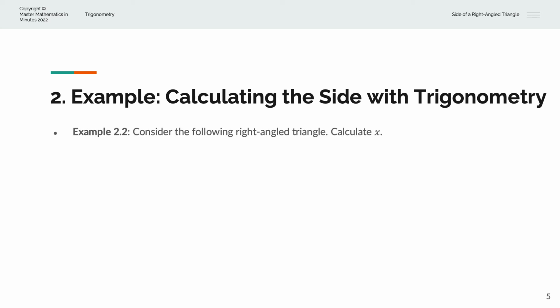In the second example, we're asked to consider the following right angle triangle, and we're asked to calculate x. So x is opposite the 90-degree angle, so that is the hypotenuse. We're also given theta as 45 degrees. And this side, which is next to the angle theta, is called the adjacent side.